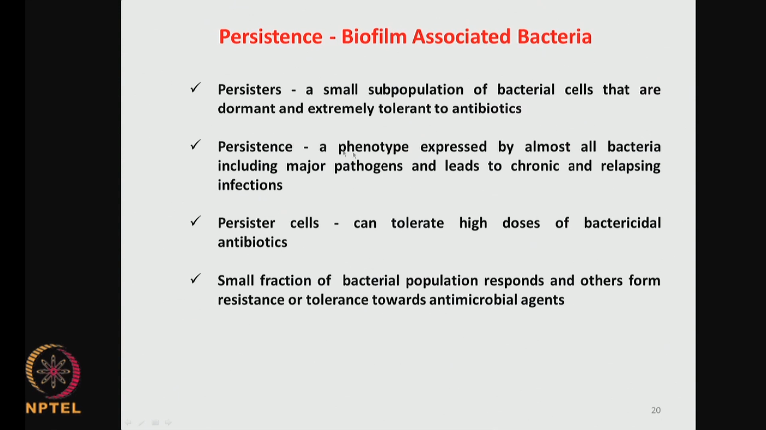Persistence is a phenotype expressed by almost all bacteria, including major pathogens. This can lead to chronic and relapsing infection. These persister cells can also tolerate high doses of bactericidal antibiotics. A small fraction of the bacterial population responds, and others form resistance or tolerance towards antimicrobial agents. So, that is one of the main reasons for biomaterial-related infection, because of the formation of these persister cells. We will continue about persistence of bacteria in the next class in more detail.